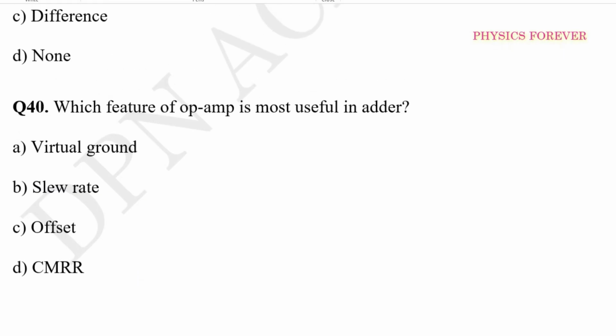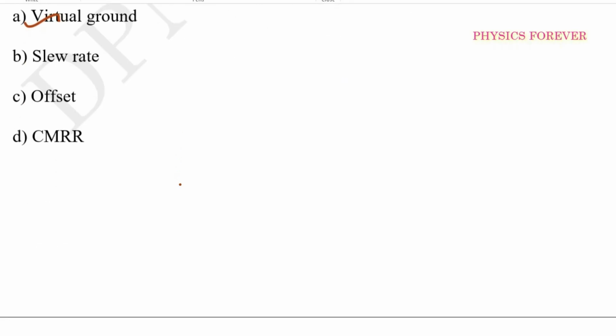So question number 40: which feature of the op-amp is most useful in an adder? Option A is correct, virtual ground. It allows summation. This is the key principle of the adder. Then V is equal to 0, only virtual. So virtual ground allows summation. Okay, so option A is correct.